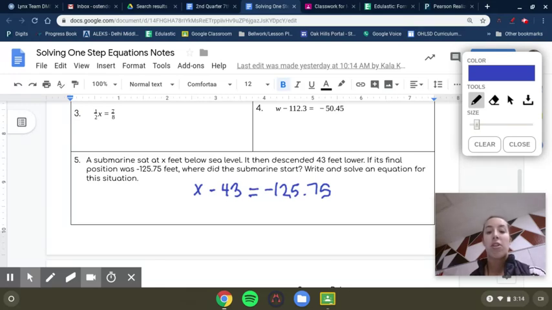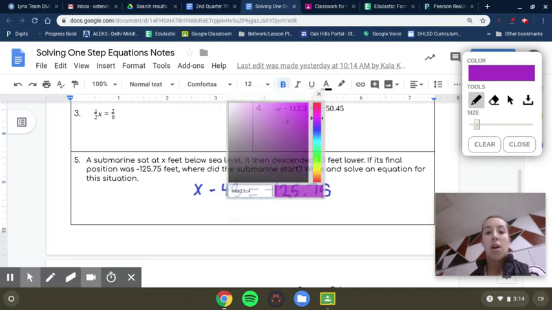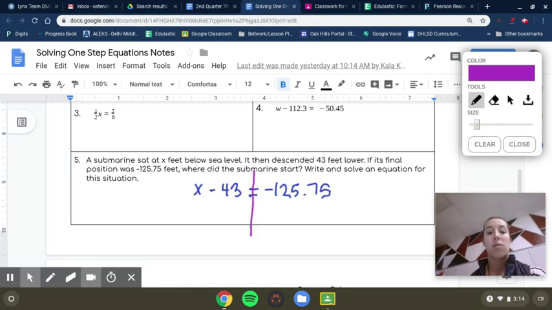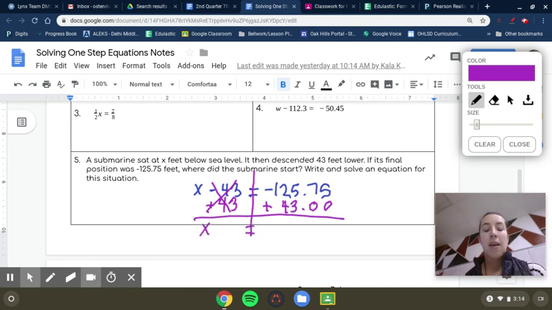So here's my equation. I wrote down my equation and now I'm going to solve it. Okay, to solve it, I always draw my line down my equal sign because whatever I do to one side, I have to do to the other. So x is being subtracted by 43. The opposite of subtracting by 43 is to add 43 on both sides. So I'm going to put plus 43 on both sides. Okay. With that being said, additive inverses create a 0, which is exactly what we want because we want the x by itself.